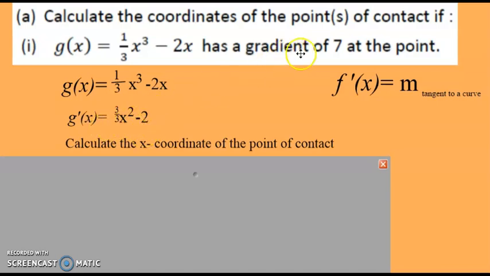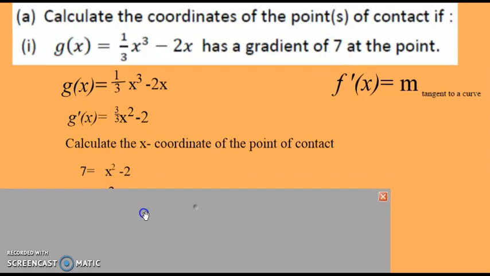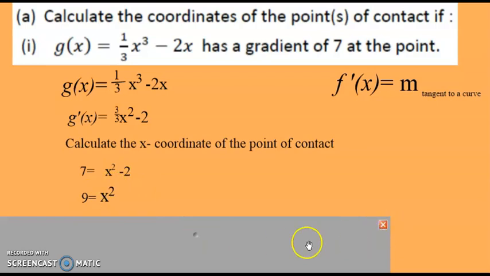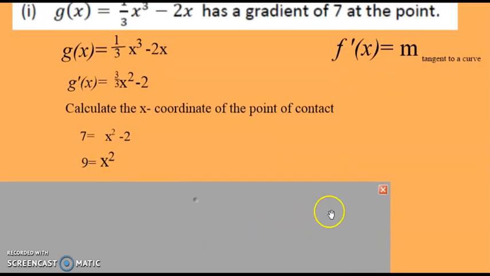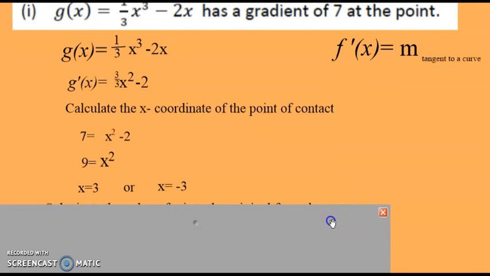Now they've given me the gradient, which is 7. I substitute the gradient in the derivative's place, and I say x squared minus 2 is equal to 7. Now I can solve for x. There are two different ways I can solve it, but I'm going to focus on this one, where I isolate x. x squared is equal to 9. That means x can be 3 or minus 3.